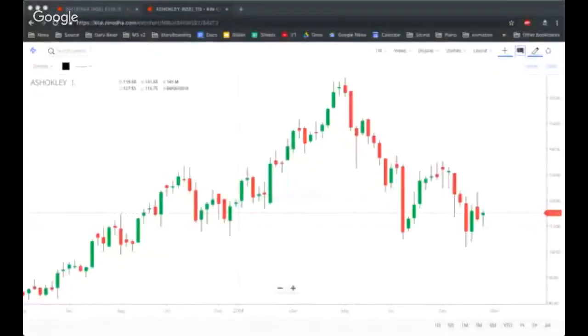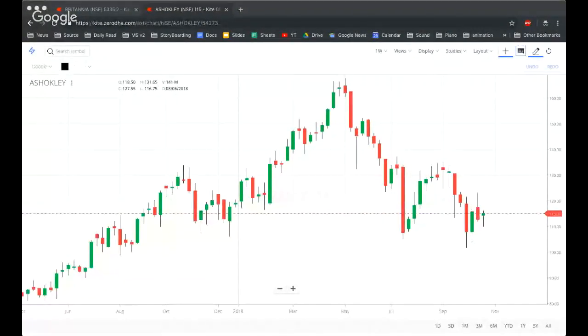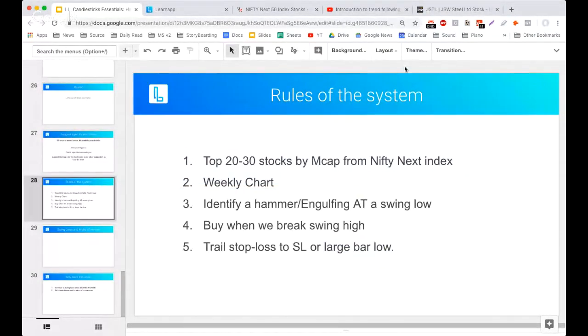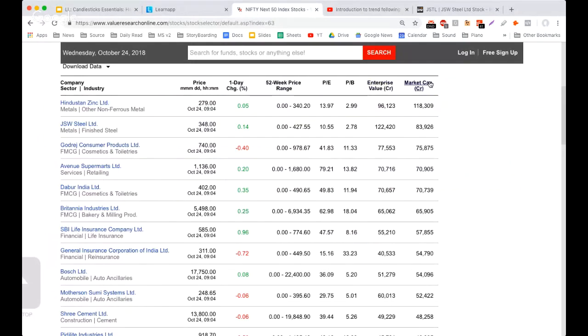I hope I answered your question for someone who was saying steps once again. Yes, I am going to open the steps once again. Thank God everyone is asking for the rules now, because that's what matters. So here are the steps. So first, you can look at the top 20, 30 stocks by market cap. So that's something like this. You can sort the stocks by market cap.